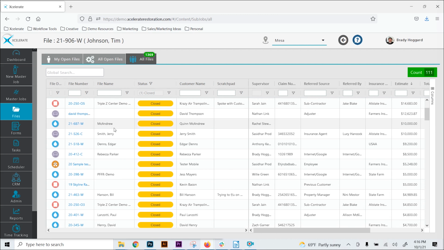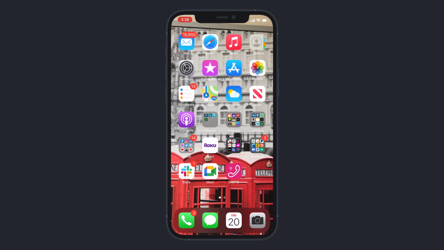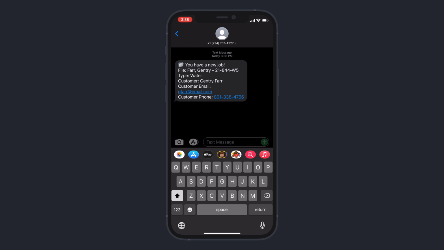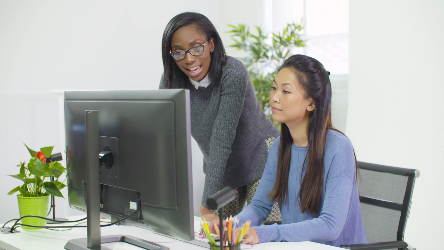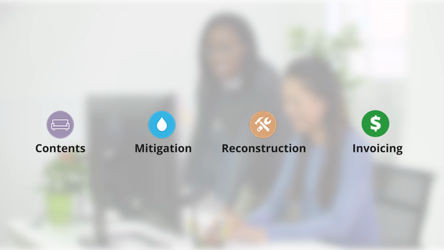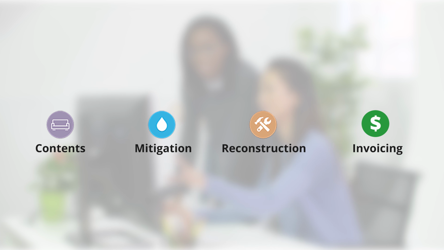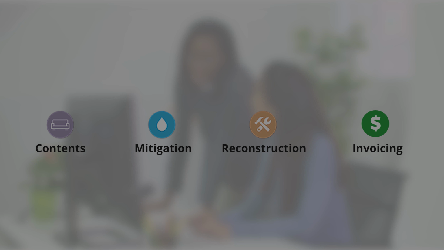Xcelerate can also provide easier handoffs between departments to avoid dropping the ball. By creating automated team communications at different stages of a job cycle, the next relevant department or team can pick right up where the previous team left off. This is all without double entry or losing insight into what happened previously. From contents to mitigation to reconstruction to final invoicing, your team can be interconnected and informed when it's their turn to take the next step on any job.